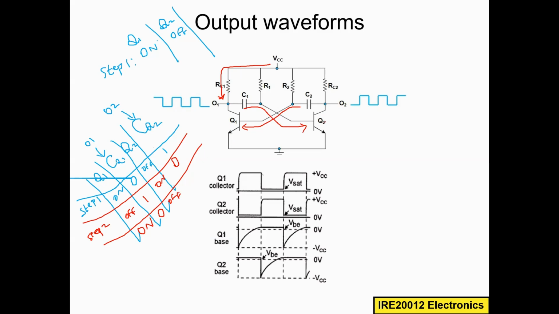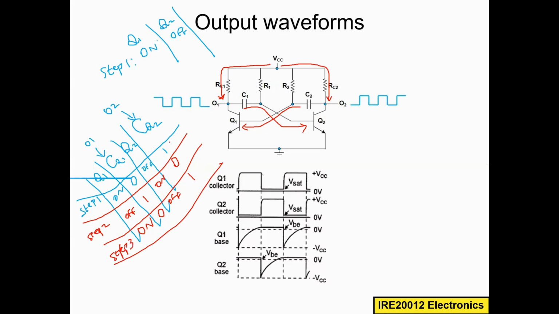Because of this off, what will happen? There is open circuit. So the voltage VCC will accumulate in this node, and then this will become logic high. So the collector output is logic 1. So this is the step 3. So this will just continuously happen automatically.